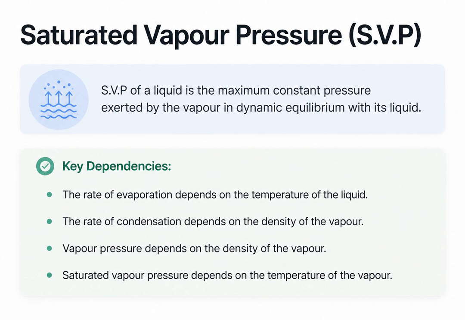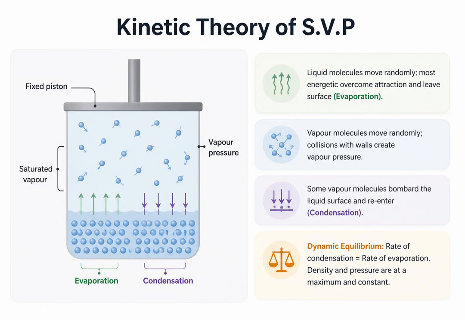Ultimately, the saturated vapor pressure itself is dictated by the temperature. To truly understand SVP, we must look at it through the lens of kinetic theory. Imagine a liquid confined in a container with a fixed piston. The molecules in the liquid are moving randomly.